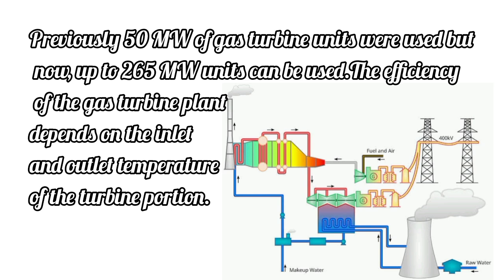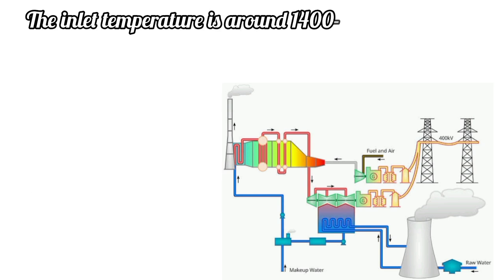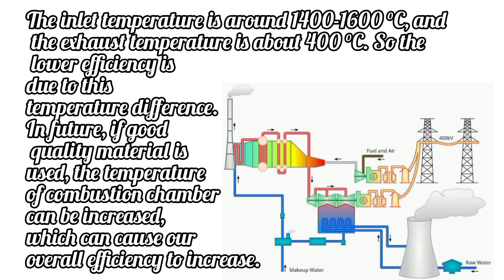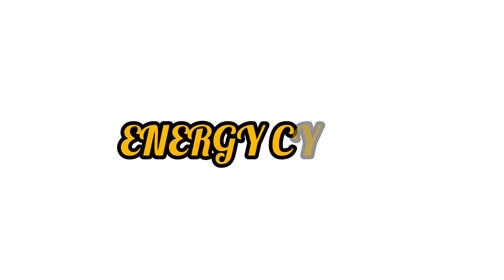The efficiency of the gas turbine plant depends on the inlet and outlet temperature of the turbine portion. The inlet temperature is around 1400 to 1600 degrees Celsius and the exhaust temperature is about 400 degrees Celsius. So the lower efficiency is due to this temperature difference. In future, if good quality material is used, the temperature of combustion chamber can be increased, which can cause our overall efficiency to increase.